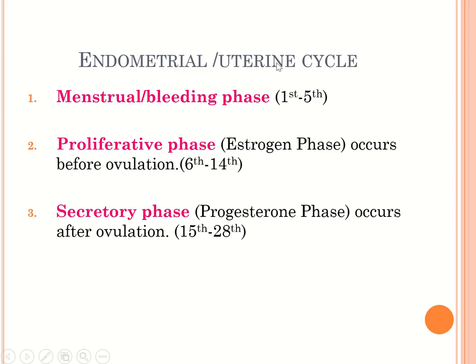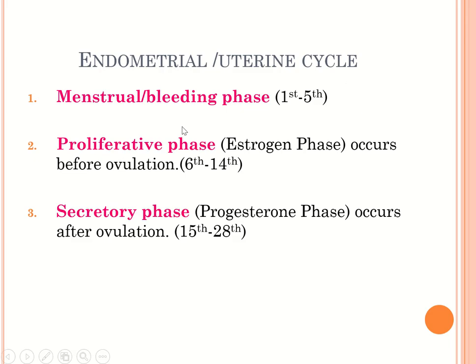Endometrial cycle, otherwise also called the uterine cycle. The first day is the day of bleeding. When the bleeding starts, we call it day one. That is day one of menstruation. So this phase is called the menstrual or bleeding phase. It will usually last up to 4 or 5 days.